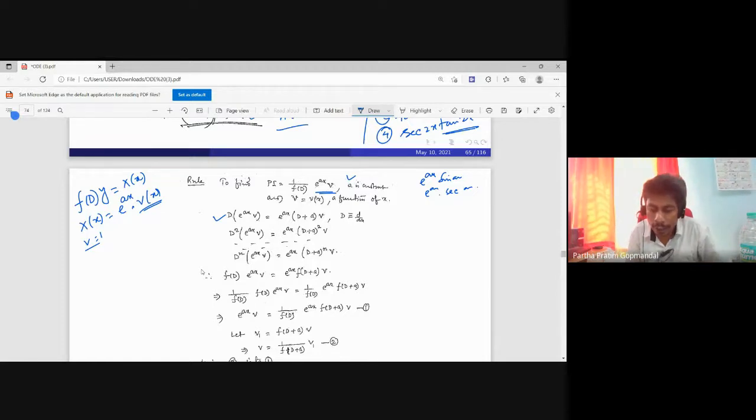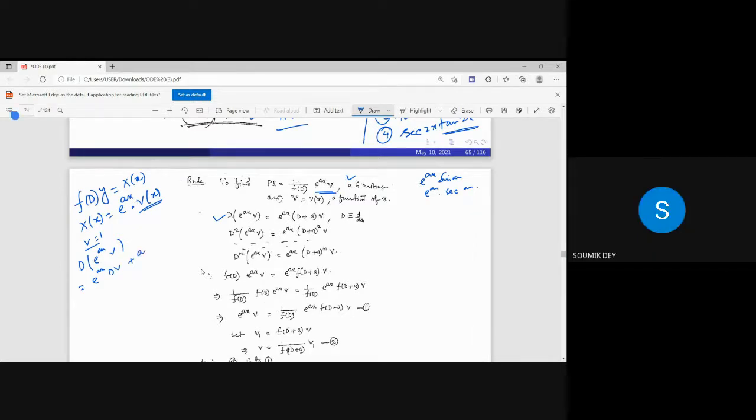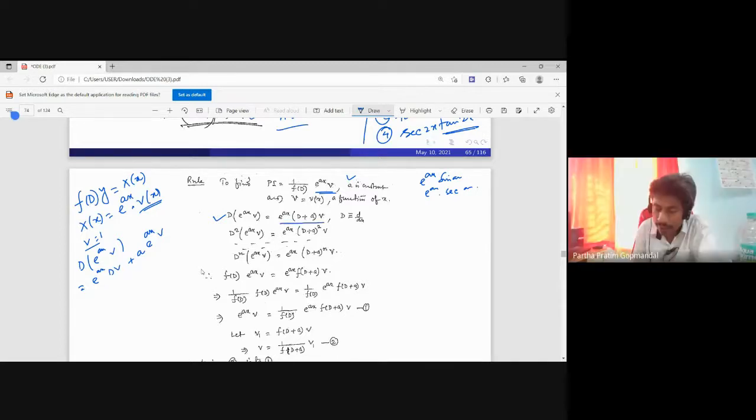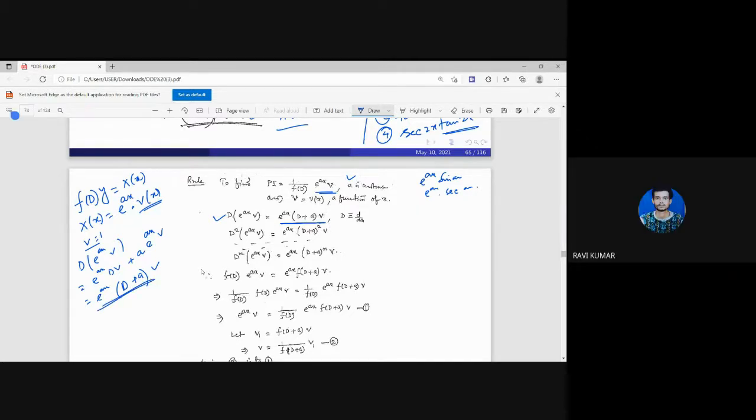can I write this in this way: D of e to the power ax v equals e to the power ax into (D plus a) operating on v? Yes, we can do, because if you use the uv formula, D of e to the power ax into v will be e to the power ax D of v plus v into a e to the power ax. I have arranged it in this way. It will be e to the power ax into (D plus a) that you are operating on v. So please check it.